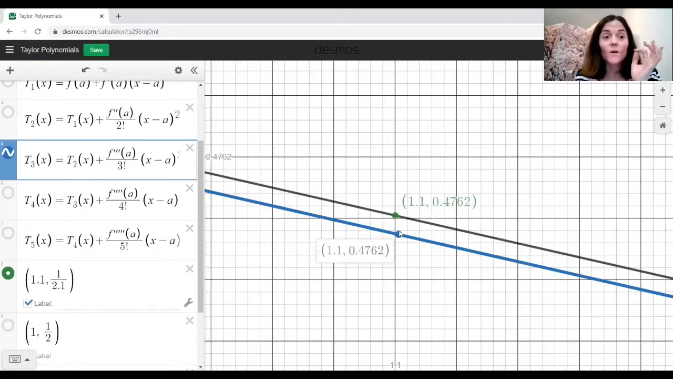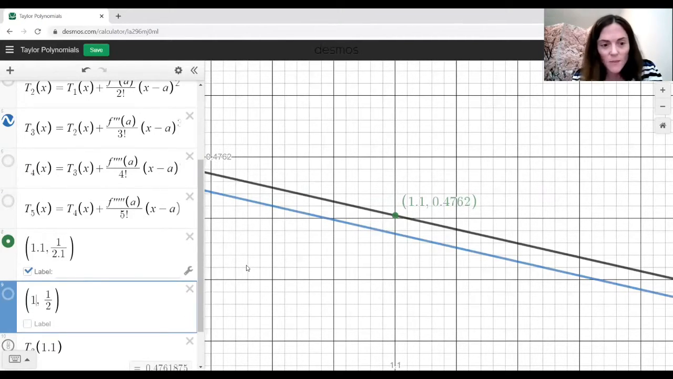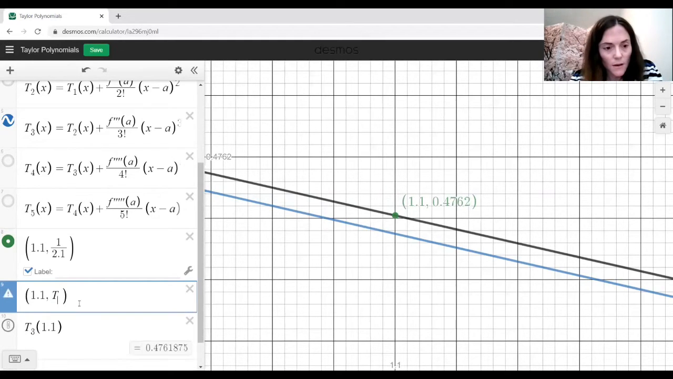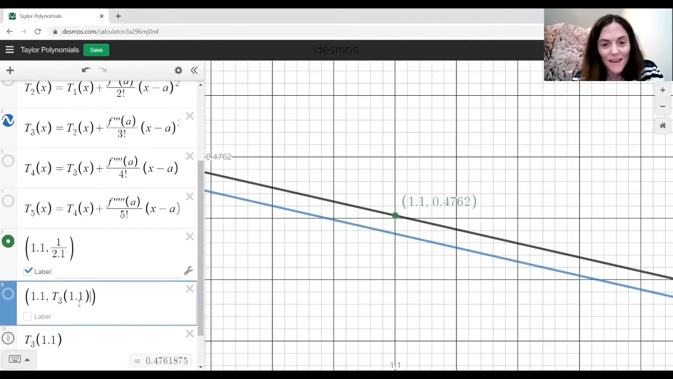And this is what, of course, for any given function, if you can compute this, which we can here, we can just take the difference and we know the actual error. But what we want is a theoretical upper bound for this difference that we see right here in the graph, right? In fact, let's change this point to be 1.1, comma, T3 of 1.1. This should be on my graph.